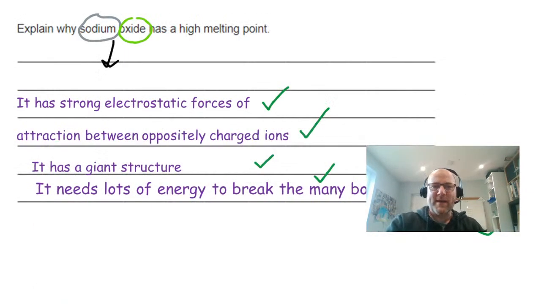So going back to here, I can say sodium oxide has a high melting point because it has strong electrostatic forces of attraction between oppositely charged ions. It has a giant structure. It needs lots of energy to break the many bonds in the giant structure. To be honest, that's a 4 or 5 mark answer, and it's only a 3 mark question, so you're going to get all the marks there.